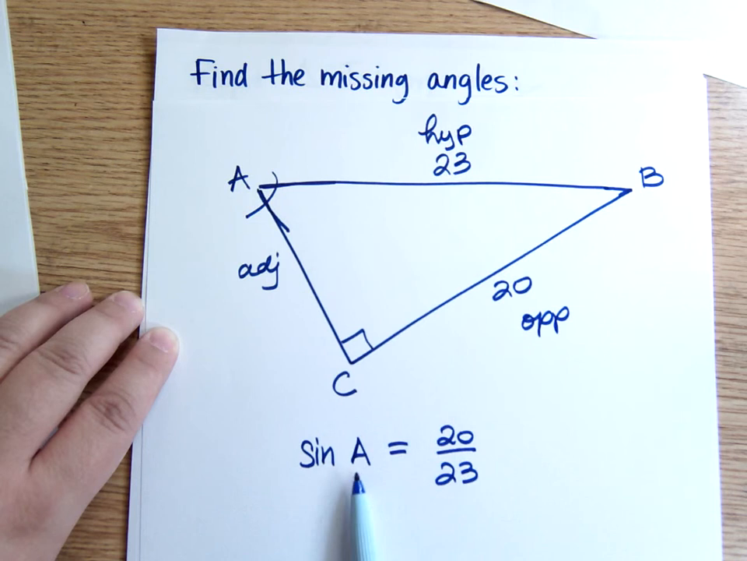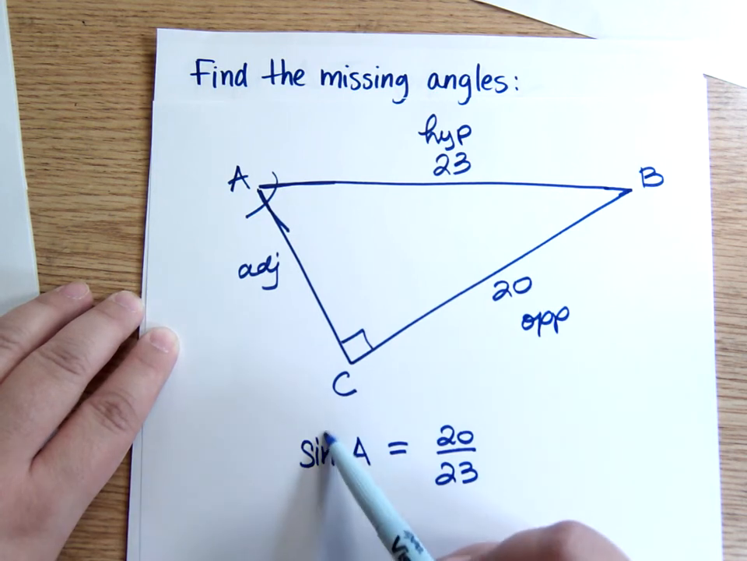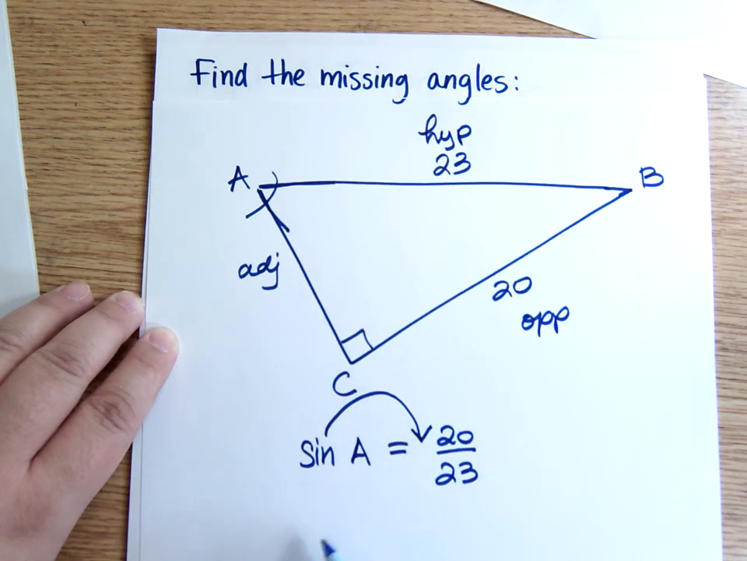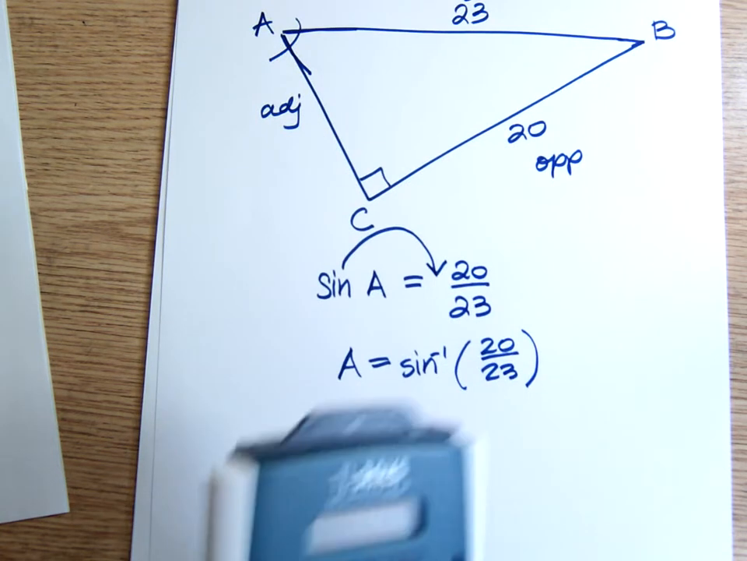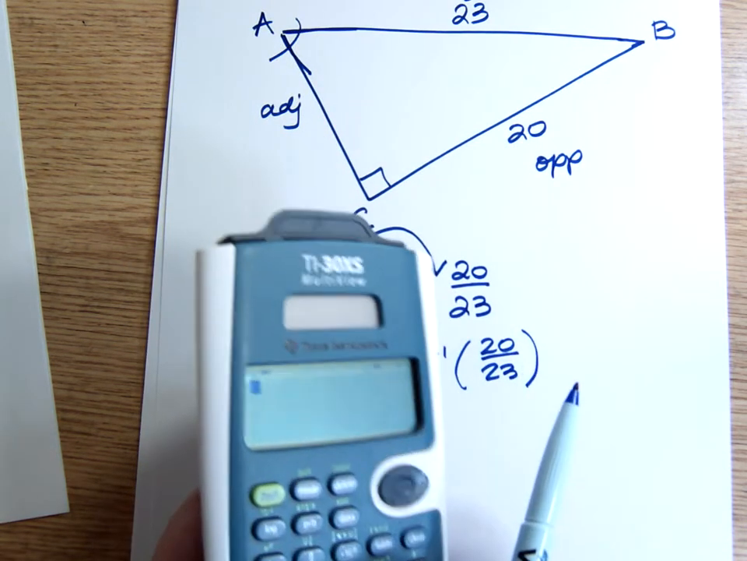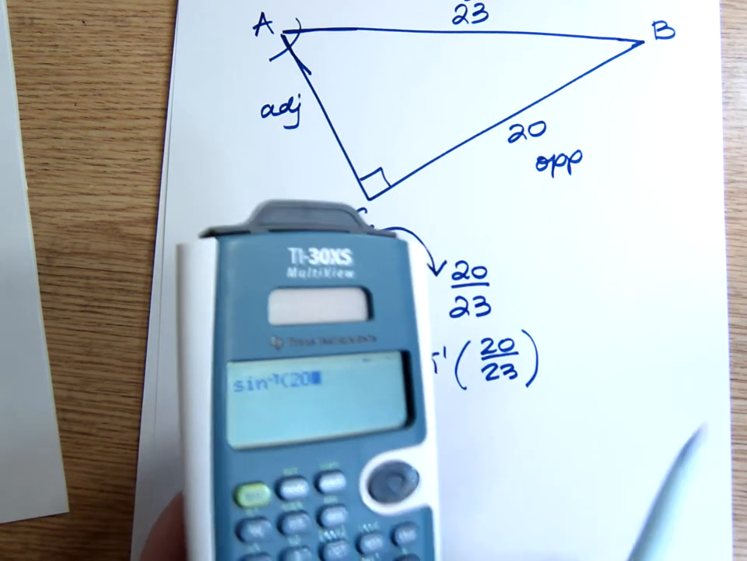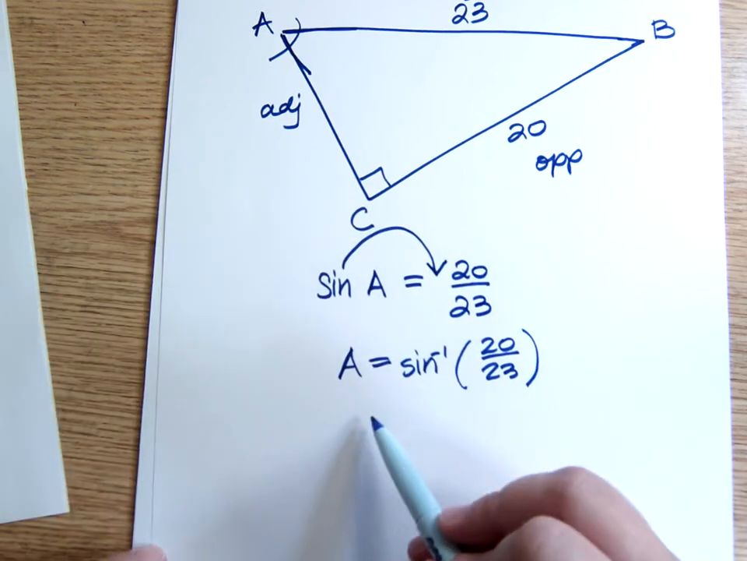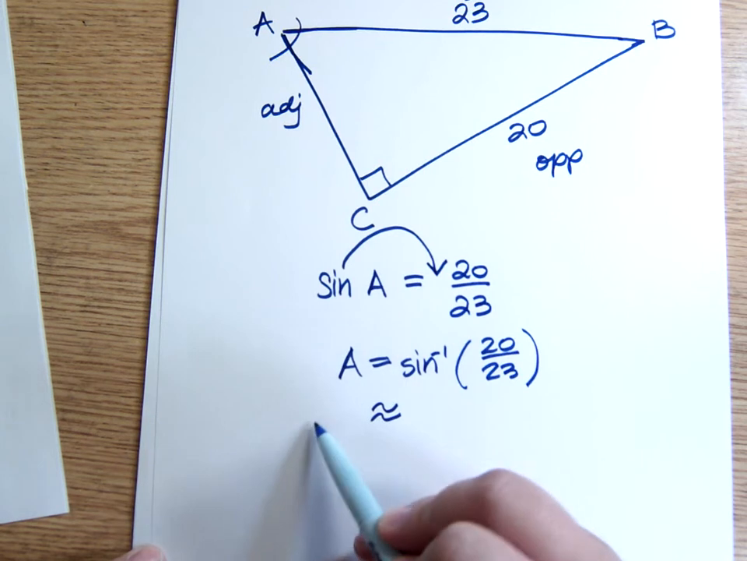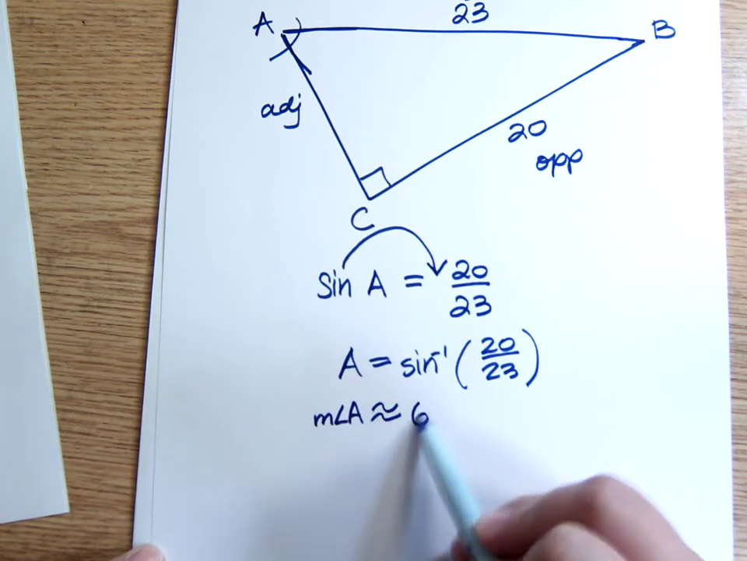This is the only time you do this: when you're trying to find the angle, and you realize you need A to be alone, but it has a sine next to it, that's when you use that inverse to move it to the other side. Because this means A equals inverse sine of 20 over 23. So I hit second sine to get inverse sine, then 20 divided by 23. And I get 60.4. I'm going to round that down to 60. The measure of angle A is about 60 degrees.